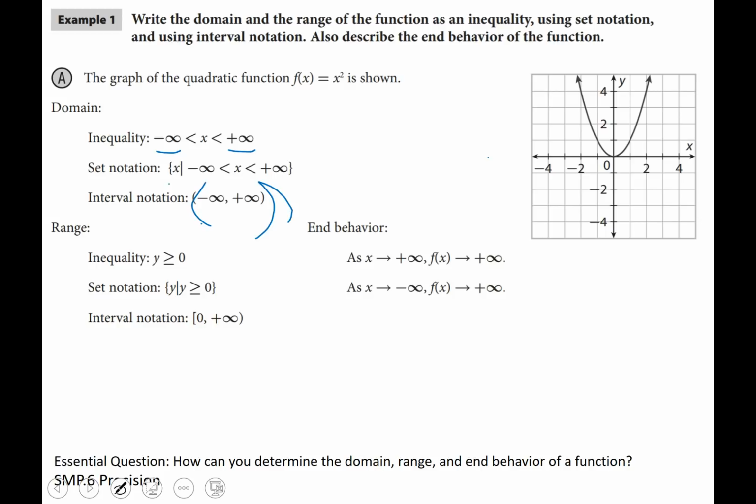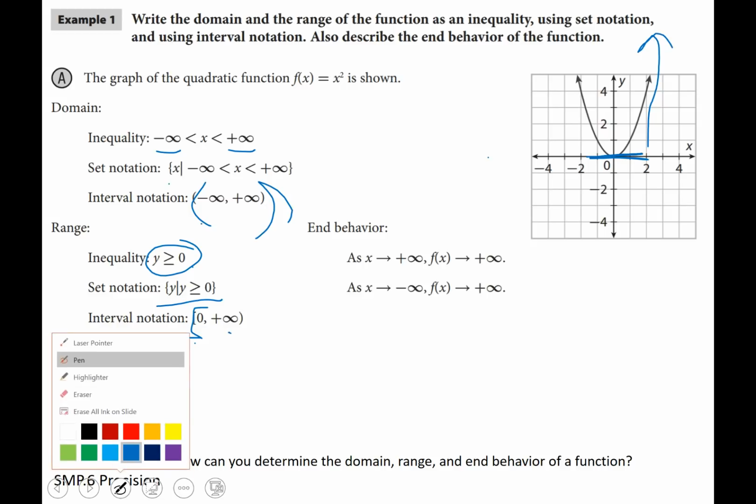Now, the range is sometimes a little bit trickier because it's the y values. So you've got to think about your y values. My y value started there. That y value is 0, meaning that y is greater than or equal to 0. And we have the equal to because it was a solid curve there, not dashed. The set notation is the same thing with the curly brackets and the y bar. The interval notation, we would start with a bracket because of the equal to, starting at 0, and it doesn't end because it has arrows on the end, so it goes all the way to positive infinity.